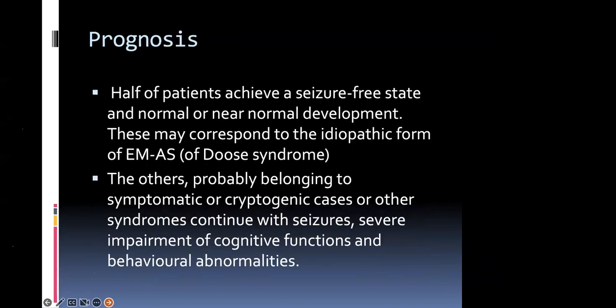Half of the patients achieve a seizure-free state and normal or near normal development. These may correspond to the idiopathic form of Doose syndrome. The others probably belong to the symptomatic or cryptogenic cases, or other syndromes, and continue with seizures, severe impairment of cognitive functions, and behavioral abnormalities.